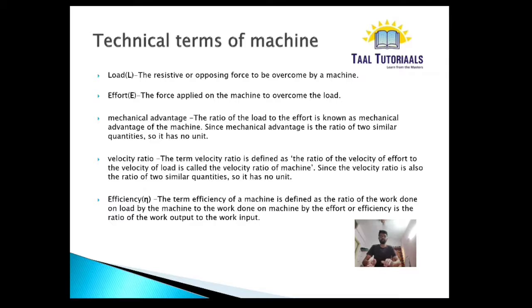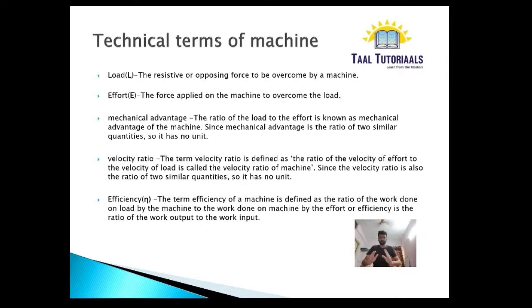So velocity of load, that is VL. Velocity is distance by time. Therefore it becomes dl by t. And the same for effort, velocity of effort, that is distance by time, de by t. Velocity ratio, as I have already explained, is velocity of effort by velocity of load, where de by t and dl by t get cancelled. So velocity ratio is equal to de by dl. Thus the velocity ratio is also defined as the ratio of displacement of effort to the displacement of load.